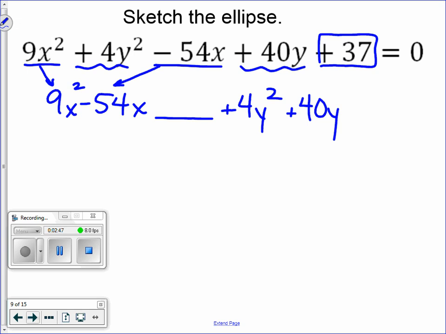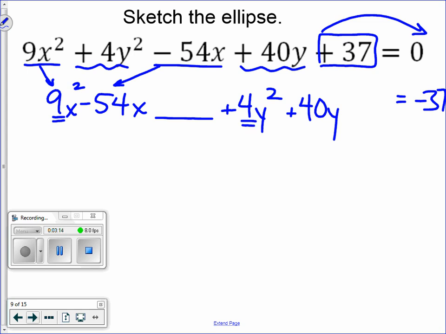Then I'm going to take that constant 37 and I'm going to move it to the other side. So I'm taking this and I'm moving it away. I want the terms that I'm going to use to complete the square all on the same side of the equation. I want the constant on the other. Everybody okay with that?